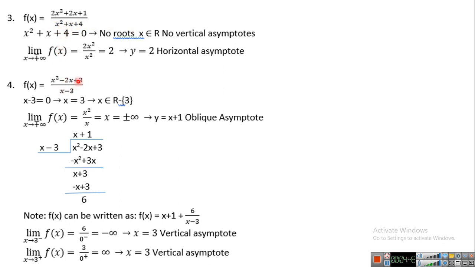In number 4, the degree above is bigger, so we have an oblique asymptote. Always when the degree above is bigger and differs by 1, we have what's called an oblique asymptote. So here x cannot be 3. This is a vertical asymptote.